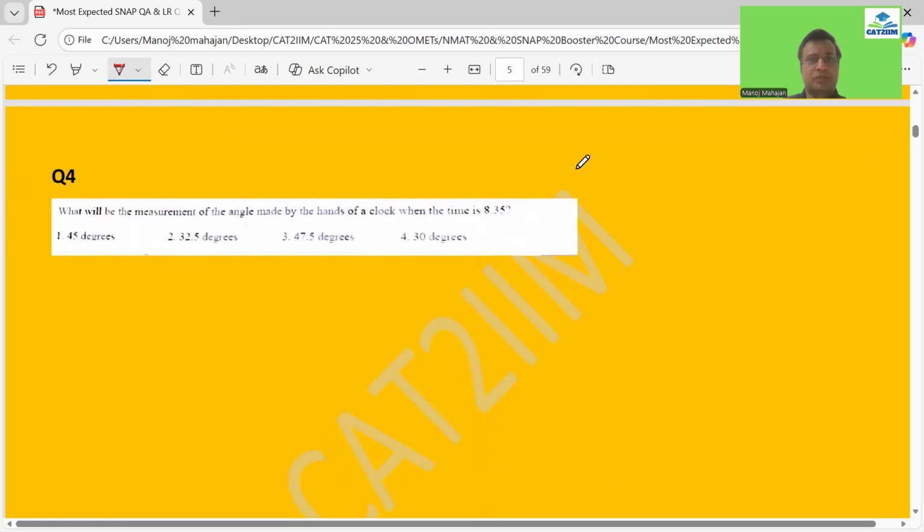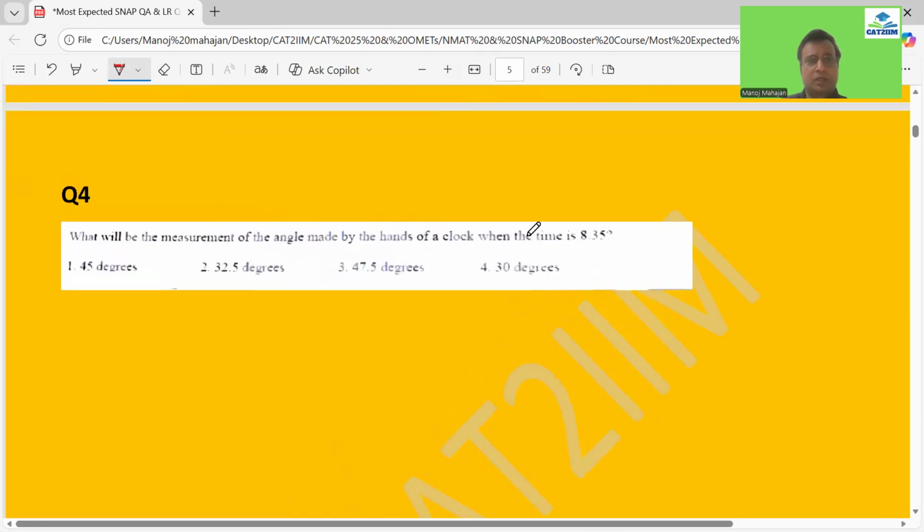Now, such a question you can expect in the SNAP. A lot of students do it with the formula. I generally don't use the formula. Let me look at the clock and try to figure out the answer here. So 8:35, if I look over here, where would be my hour hand? Somewhere in between 8 and 9, and the minute hand would be at 7 exactly. So we have to figure out this angle in total.